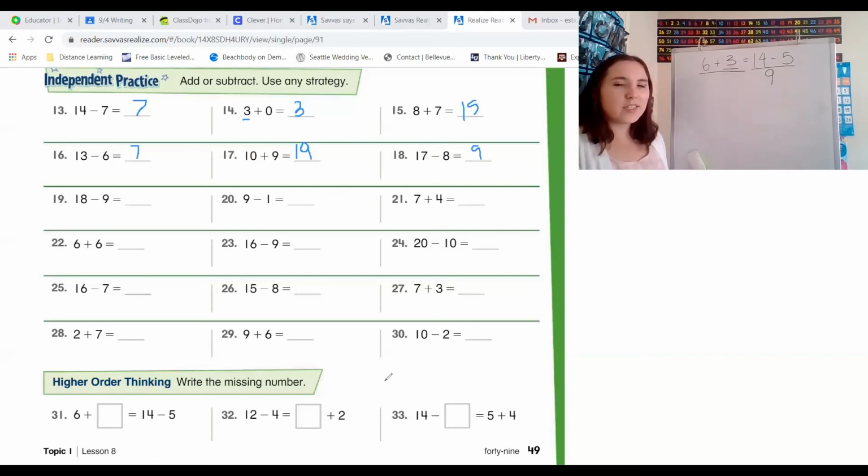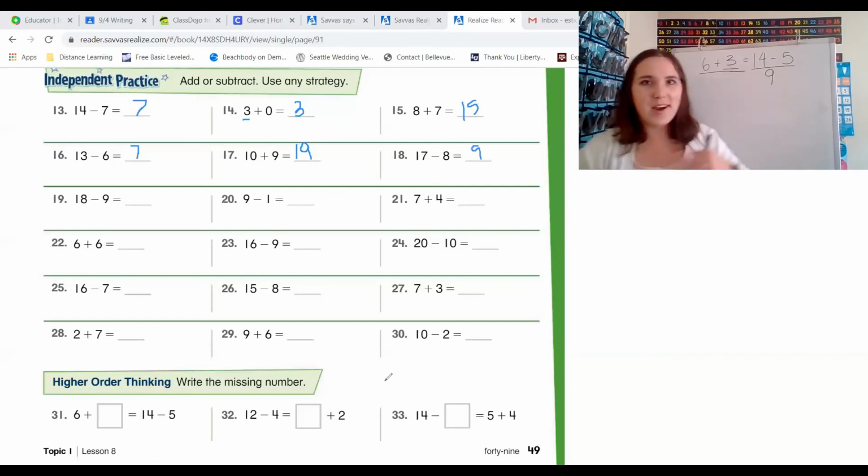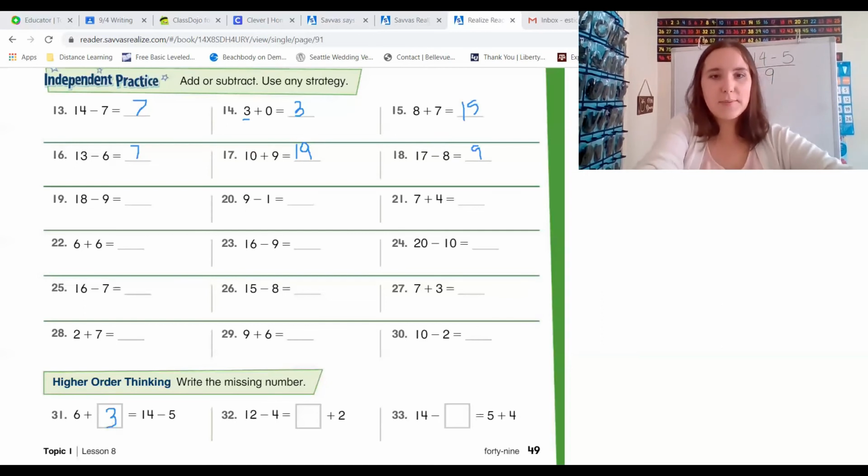See how easy that was to do? It looked tricky, but they're not super hard. So 6 plus 3. Okay, I want you to do number 32 by yourself and then come back to me and we'll check your work, okay? So go try number 32 and then come back.